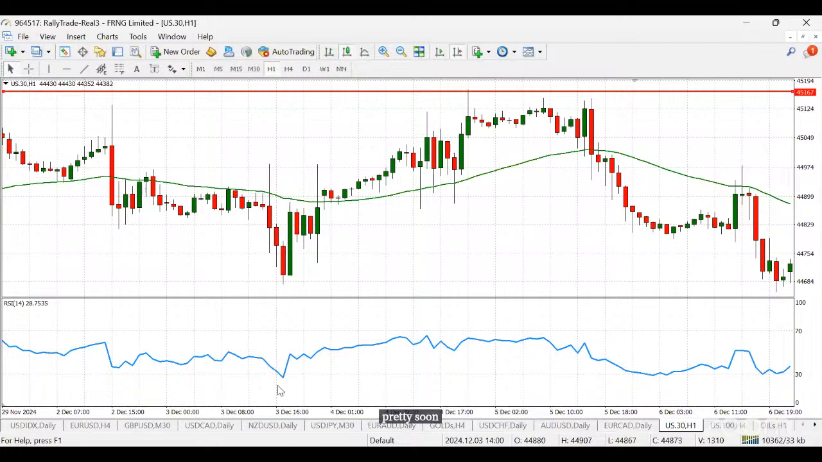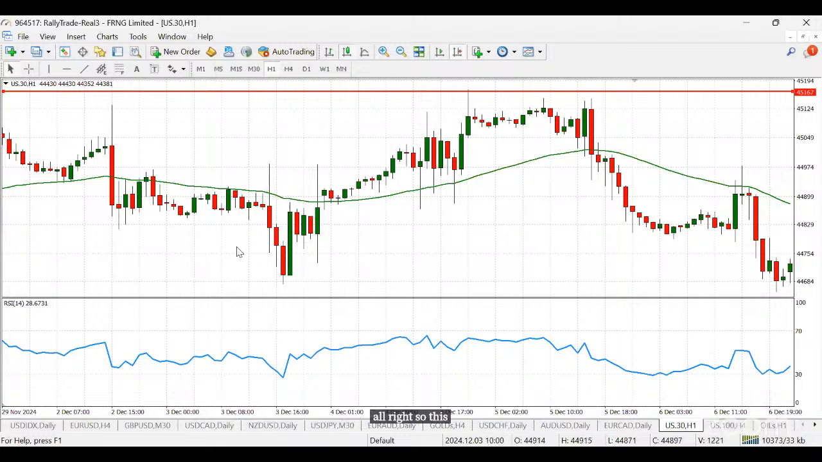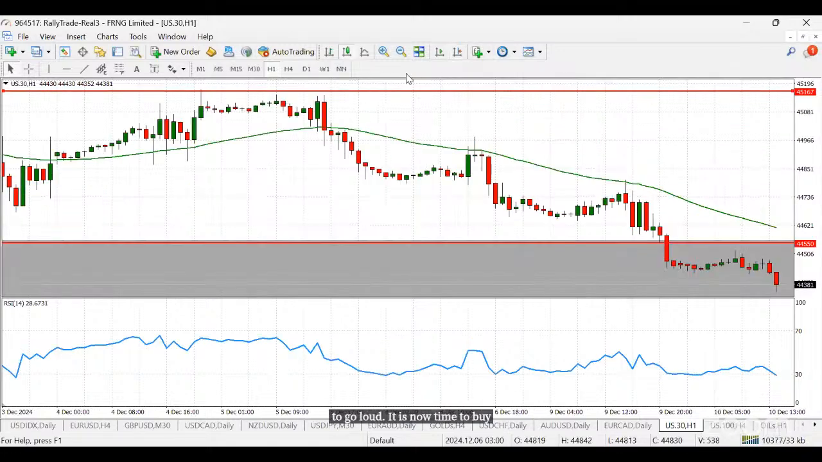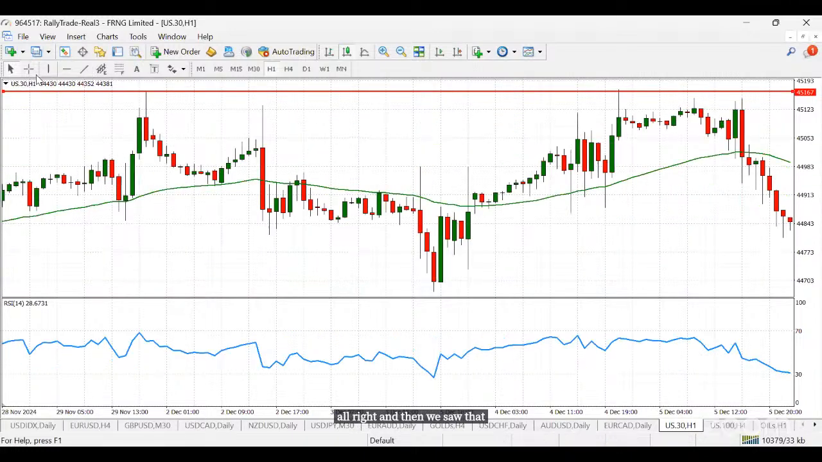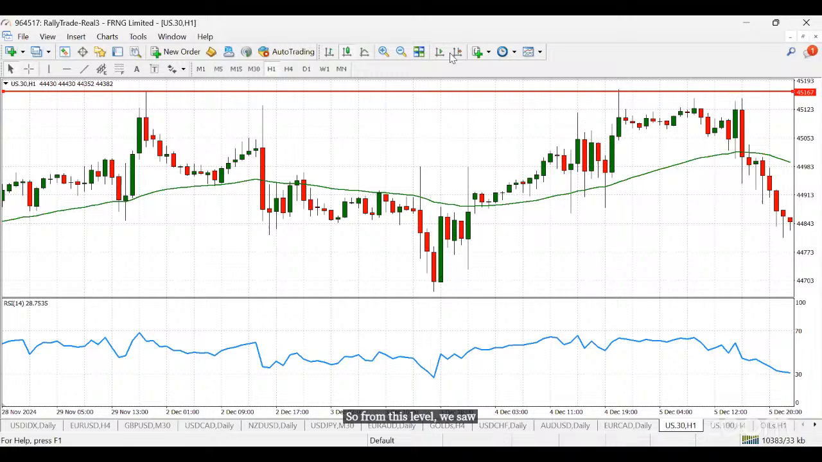Okay, so when we got that confirmation here, price trading below the 30 line, and then we get this bullish confirmation. This is a bullish engulfing pattern. This confirmed that it is now time to go long. It is now time to buy. And then we saw that push higher. So from this level, we saw that fantastic move back to the resistance.